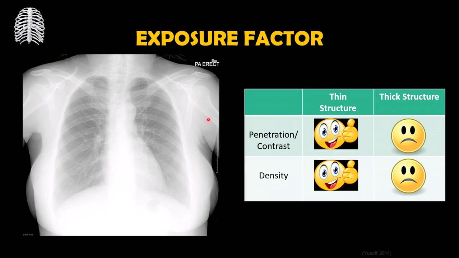Therefore, in order to improve this radiograph, we need to increase the kVp by 15% while maintaining the mAs in order to allow adequate penetration and density.